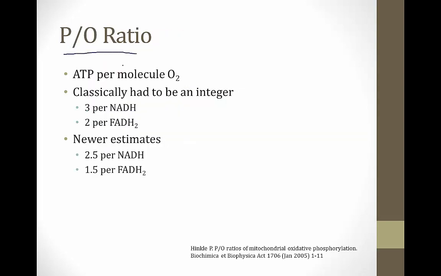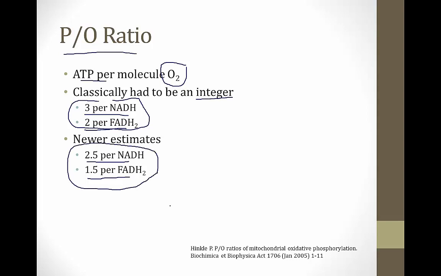The P/O ratio is the amount of ATP generated per molecule of O2 that undergoes oxidative phosphorylation. And classically, it was thought that the P/O ratio had to be an integer, and from this they derived that 3 ATPs were generated per NADH and 2 per FADH2, and a lot of textbooks still report these numbers. There are some newer estimates that it may actually be closer to 2.5 per NADH and 1.5 per FADH2, so you will see some textbooks that report these numbers, and that can be confusing. I've listed a review article on the screen here which gives a nice description of how they determine the P/O ratios and why they're reported differently.